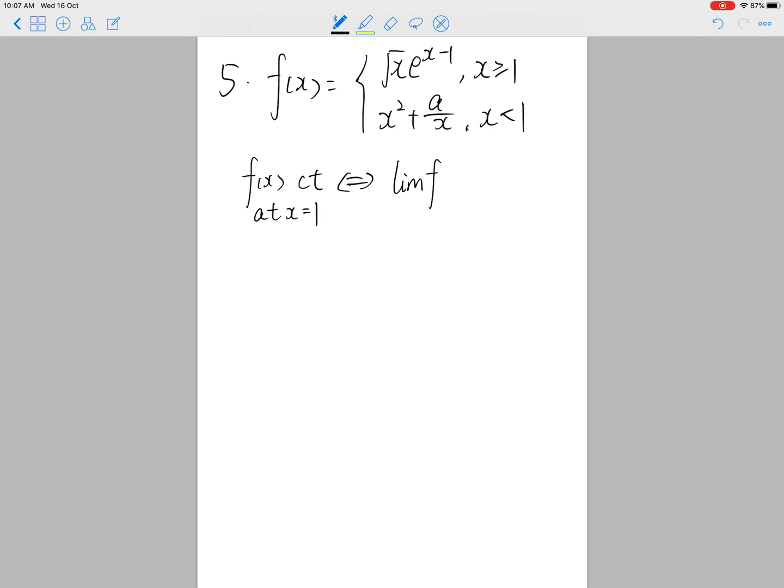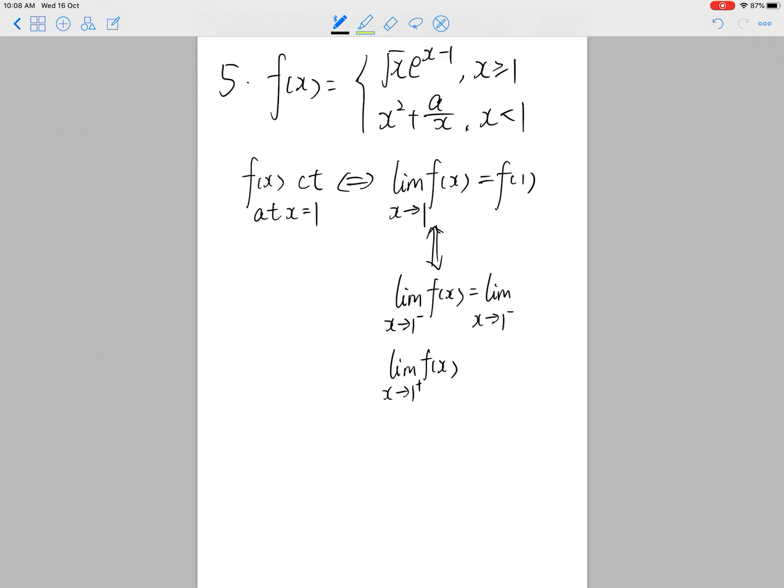So it's continuous at point 1 if and only if the limit of f(x) when x is approaching 1 equals f(1). So what is f(1)? The limit of f(x) exists if and only if the limit from the left equals the limit from the right. What is the limit from the left? When x is smaller than 1, it's x squared plus a over x. Then this is 1 plus a.